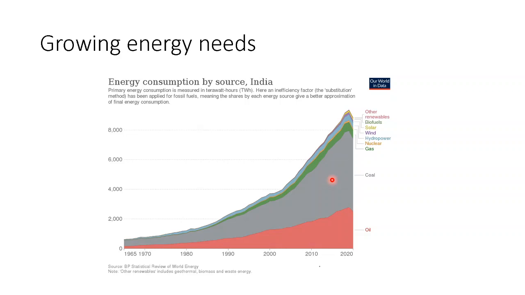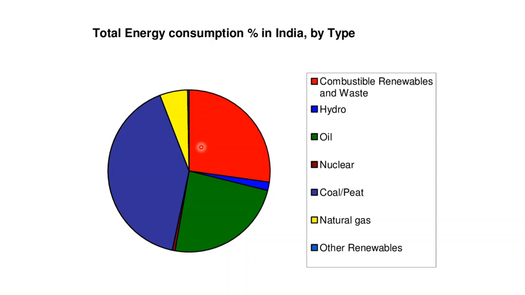So the total energy consumption percent in India: if you see, this dark blue color is coal, this green color is oil and this red is combustible renewables and waste. If you observe the pie chart, the majority portion is covered by coal or peat. That means the maximum energy requirement is fulfilled by coal. Still we are dependent on coal. The next energy source is oil, and the third one is combustible renewables and waste. So these are the three main types of energy resources on which we depend and which we consume more in India.